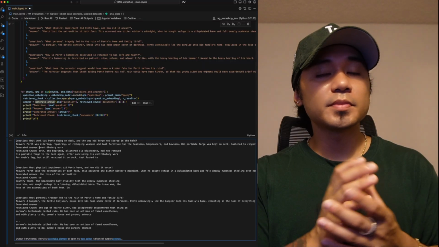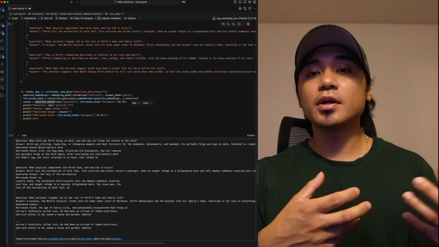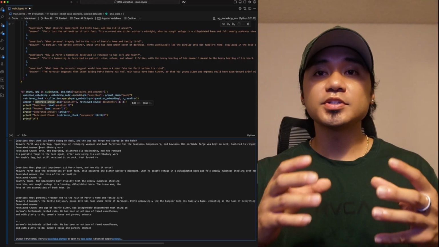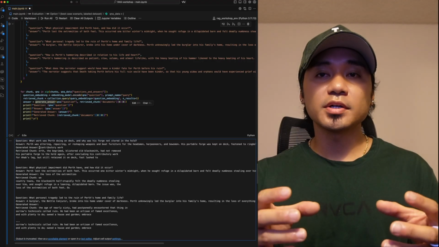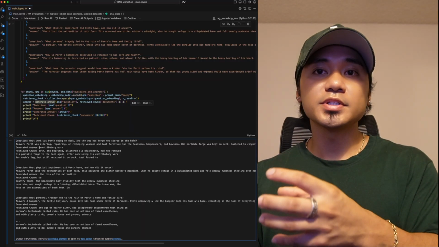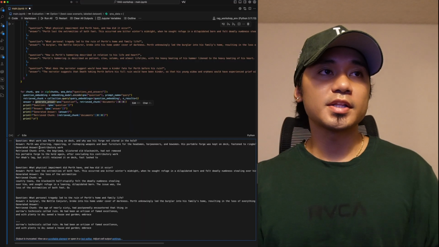Or you could do something like an exact match to see whether the words that are being detected as your answer from the generated response are actually within the golden standard of your labeled data set.